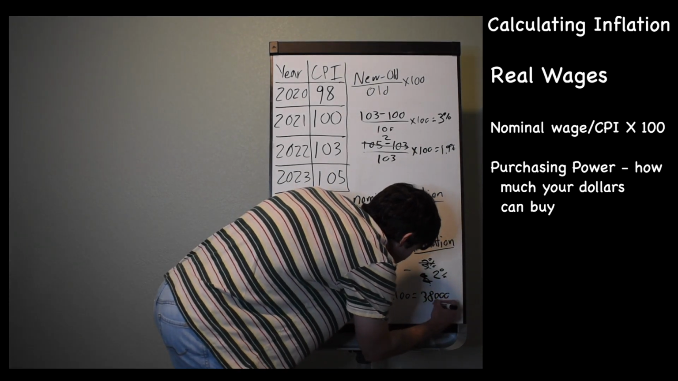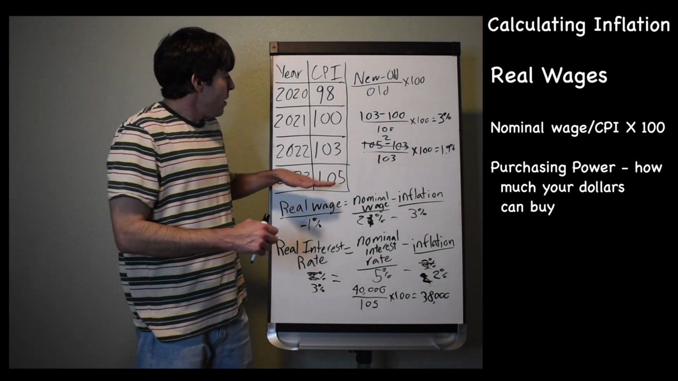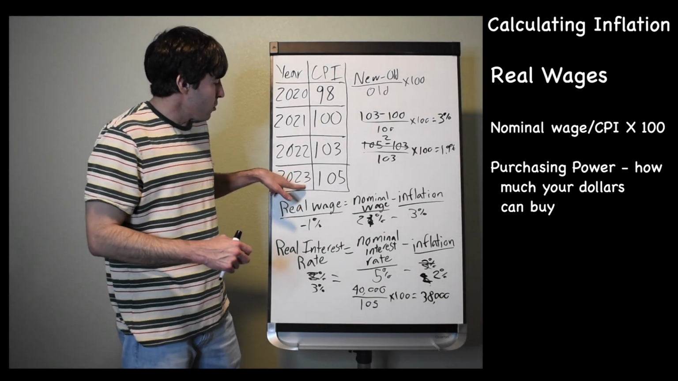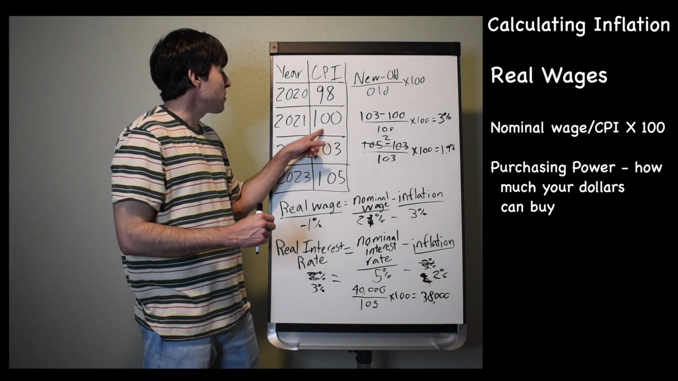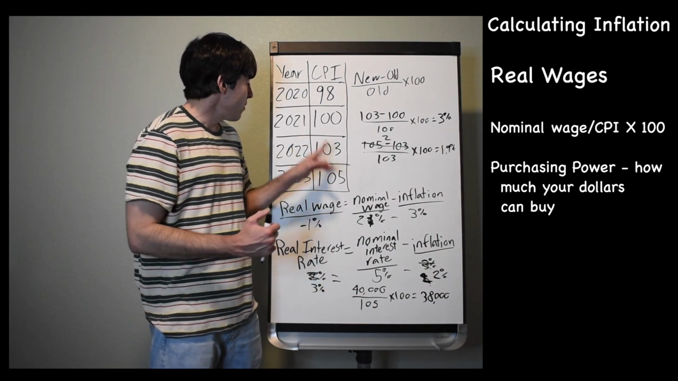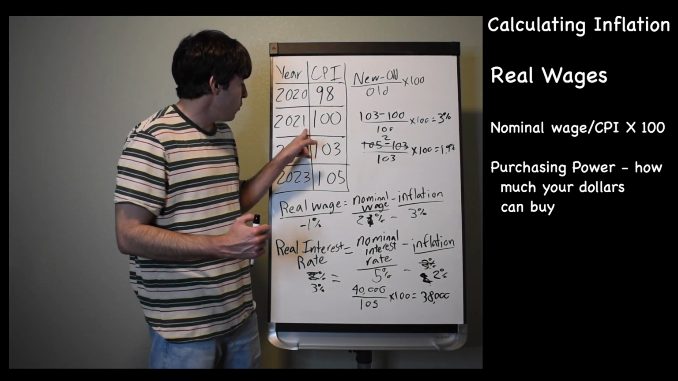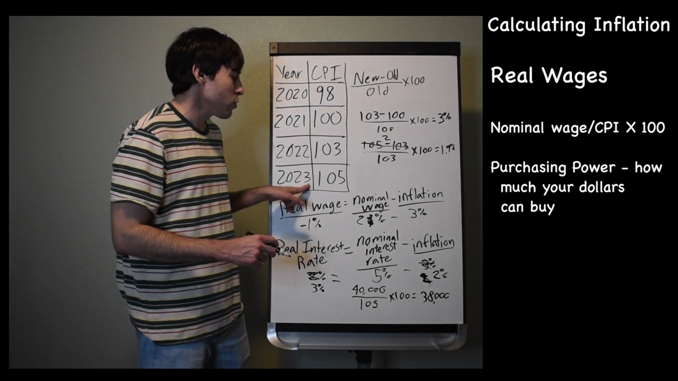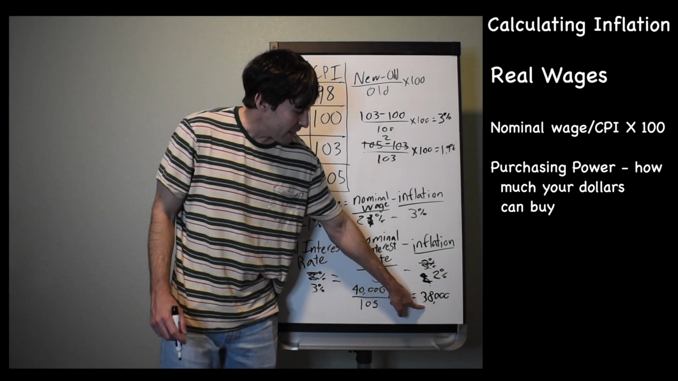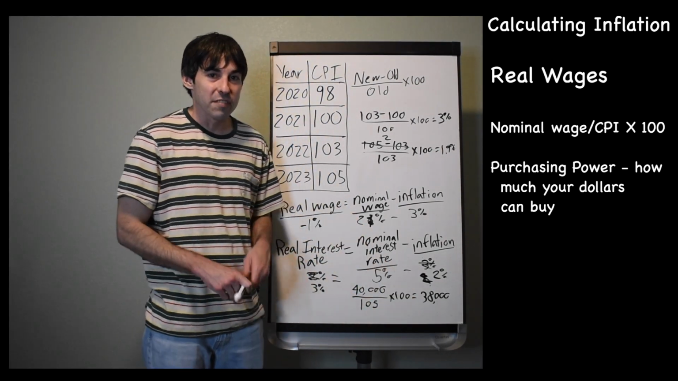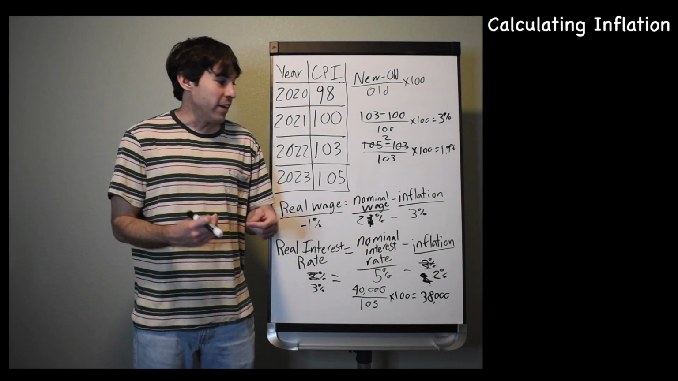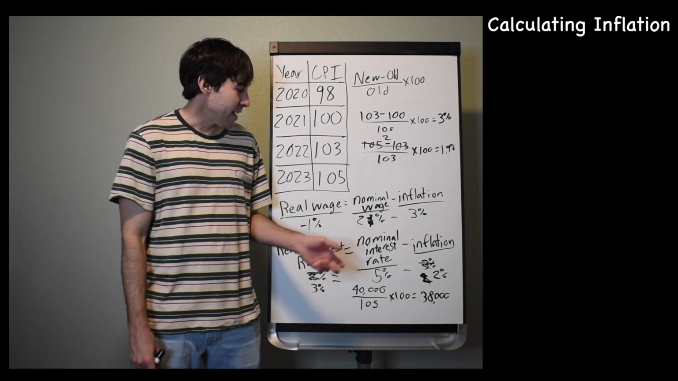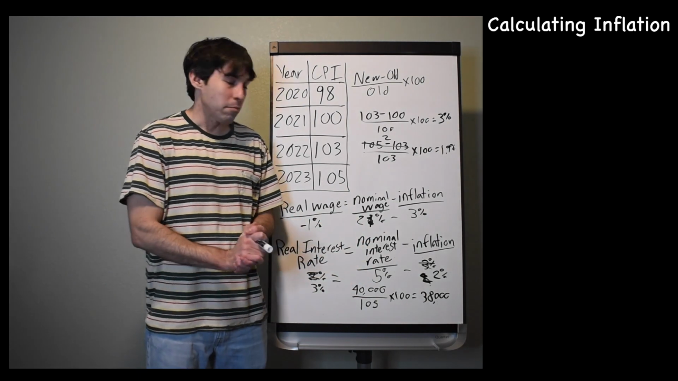So what that means, earning $40,000 in 2023 has the same purchasing power as earning $38,000 in 2021. So if I was getting paid $40,000 in 2021 and still was making that same amount in 2023, I'd actually be making $2,000 less in real value or purchasing power. So that's how we calculate inflation and figure out how it affects us as wage earners and borrowers.